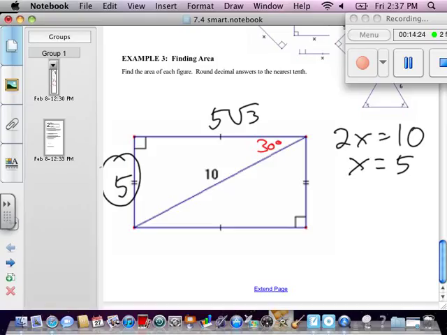How do you find the area of a rectangle? Length times width. So 5 times 5 square root of 3. So get out your calculator. Five times 5 square root 3. 43.3 units.